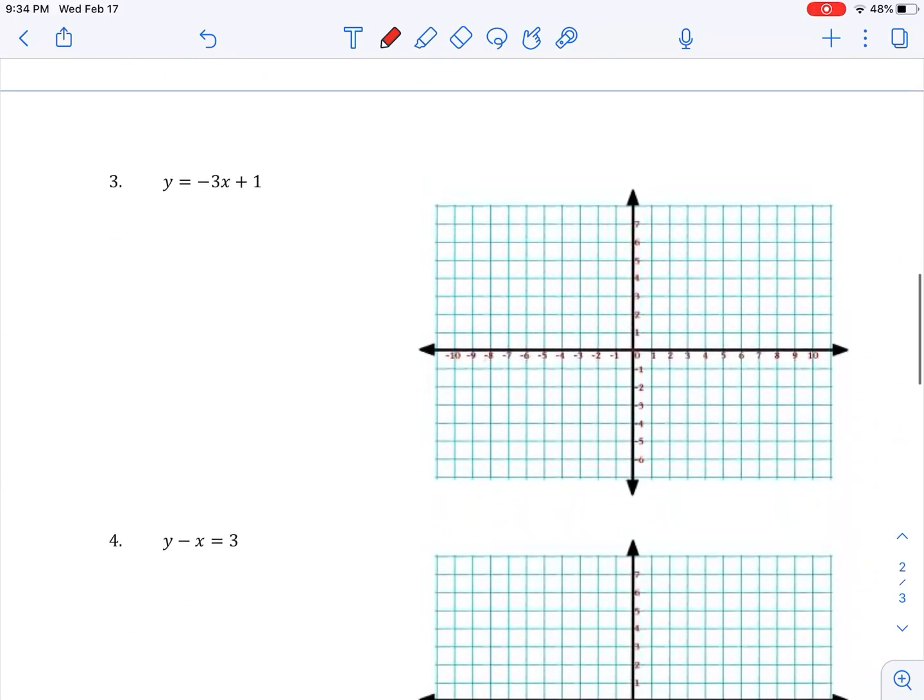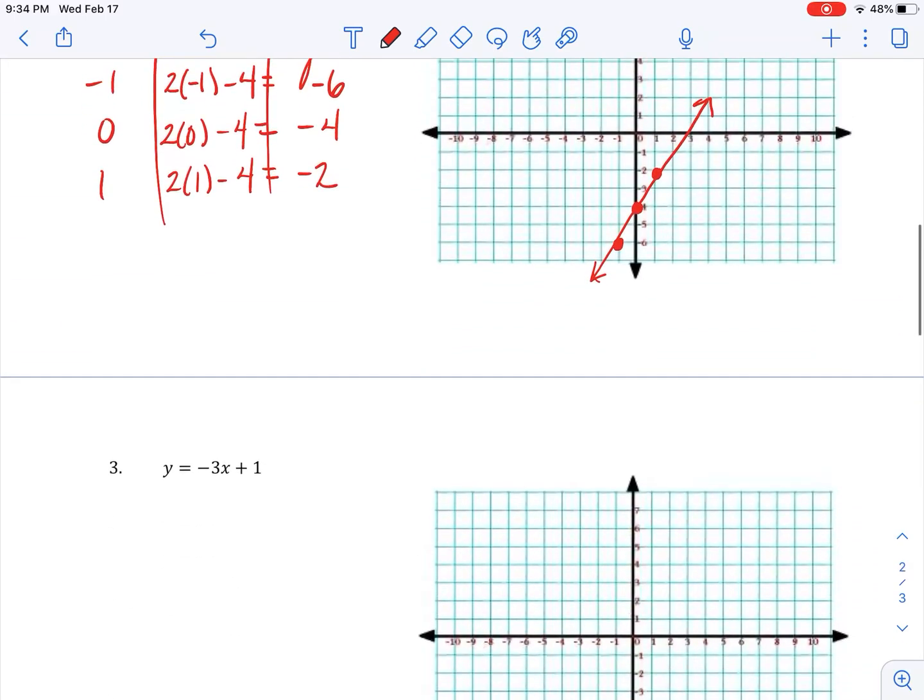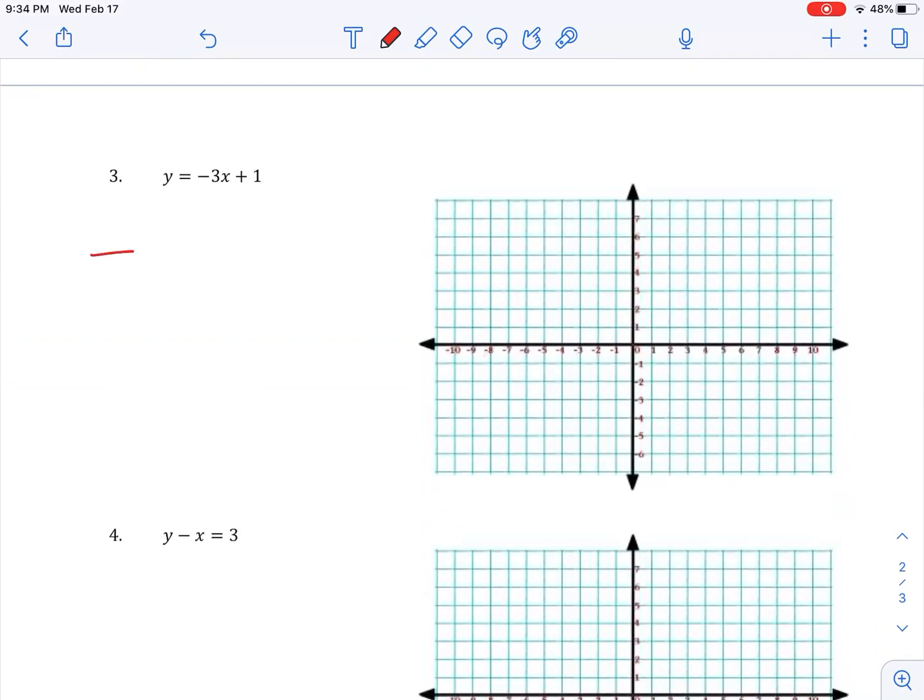All right, number 3 really is almost the same as number 2, but let's do it anyway. In class, everybody did this together or did this one on their own. But so again, you get to pick x values. To calculate y, you're going to do -3x plus 1. That's how you're going to get your y.